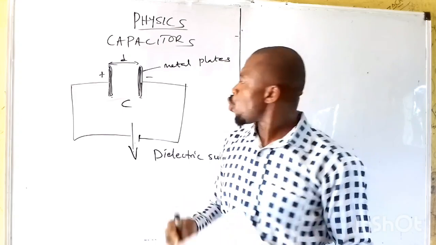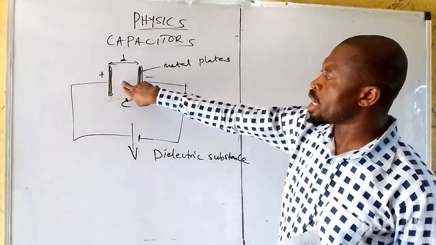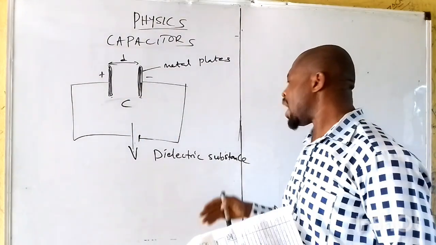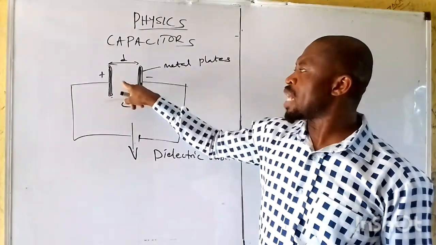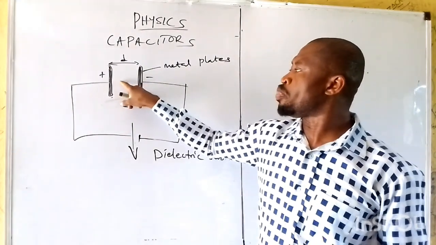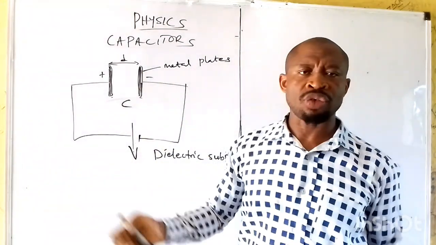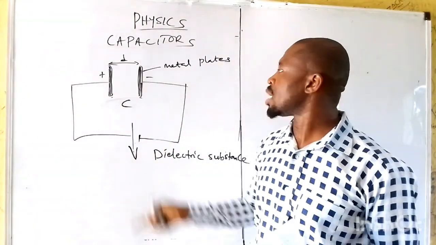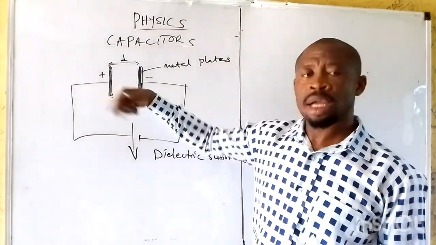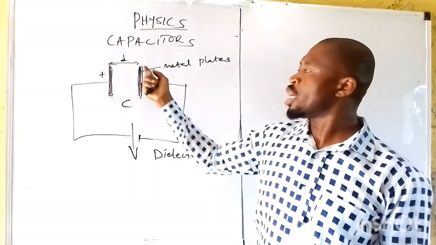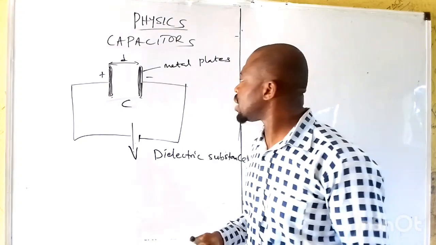Now we look at this dielectric substance, which is this distance here. A dielectric substance is nothing but an insulator placed between two plates of a capacitor. So it's just an insulator. If you remove this from here, it has its own role it will play.